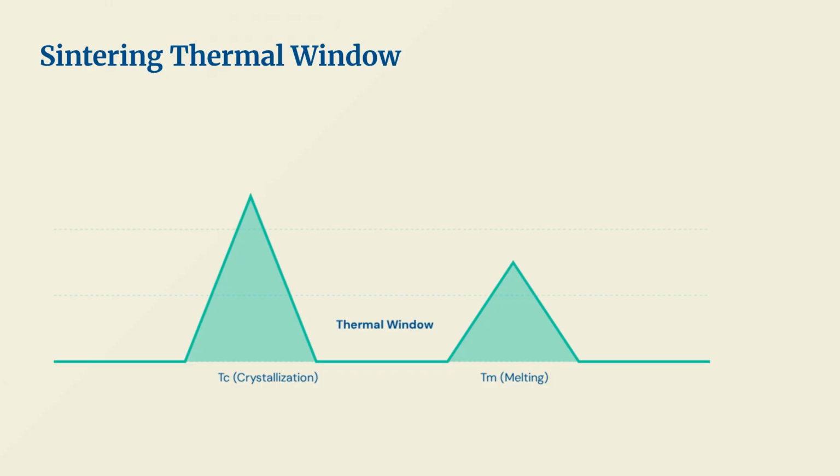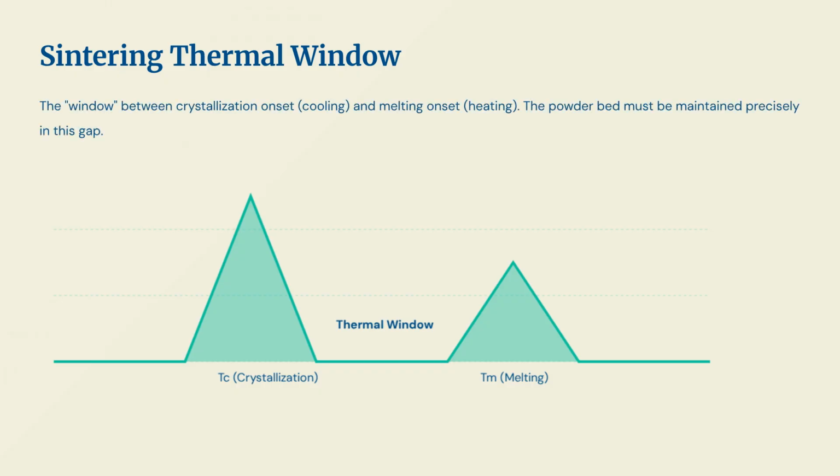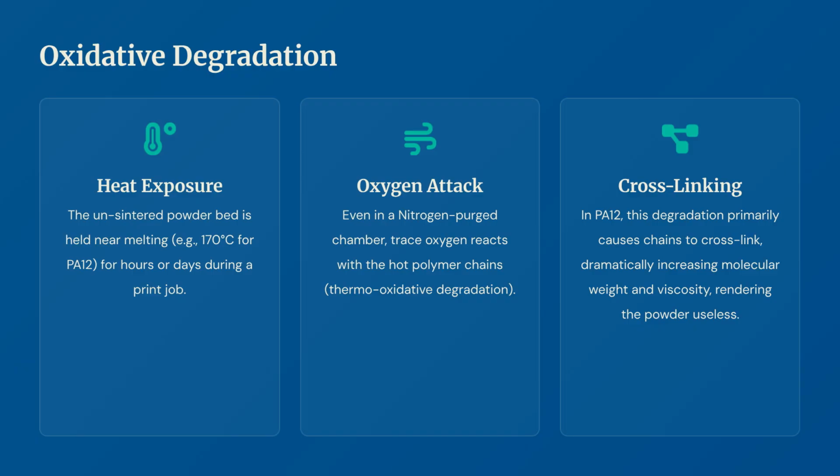Success in powder bed fusion depends on the sintering thermal window. This is the temperature gap between crystallization onset during cooling and melting onset during heating. The printer must keep the powder bed precisely within this range throughout the build. During a print, the unsintered powder stays hot for extended periods. This heat exposure, combined with trace oxygen in the chamber, leads to thermo-oxidative degradation. In PA12, this causes polymer chains to cross-link, which increases viscosity and ruins the powder's potential for future reuse.